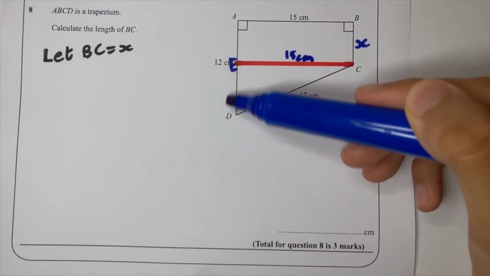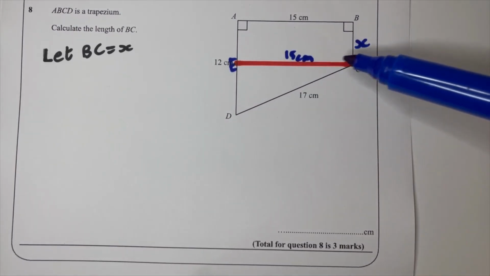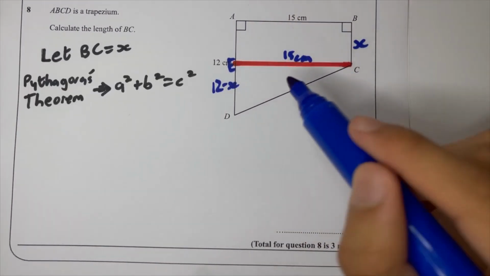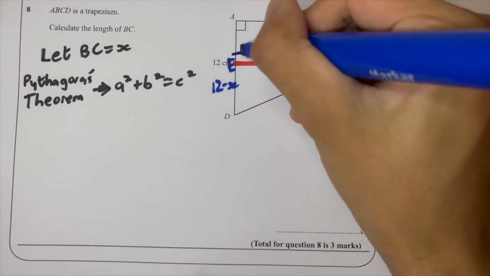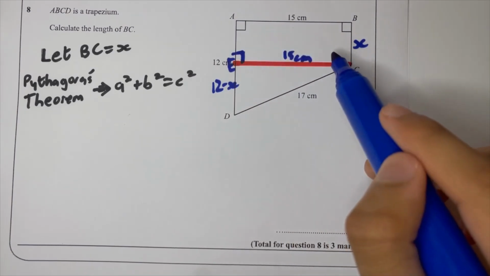And since the whole line AD is equal to 12, and BC is equal to x, ED is equal to 12 minus x centimeters. Additionally, since the line EC is parallel to AB, this means that this angle is also a right angle. Because this shape here formed as a rectangle, all of its angles must be right angles.